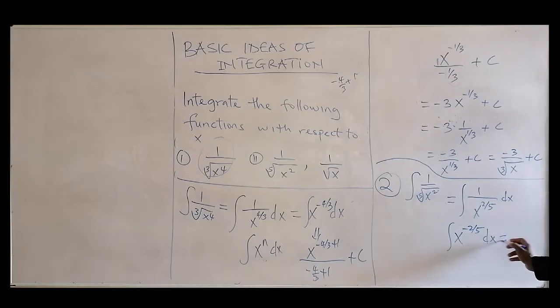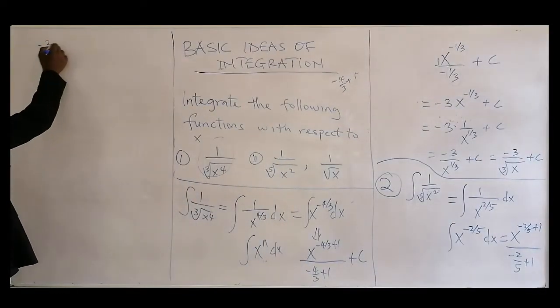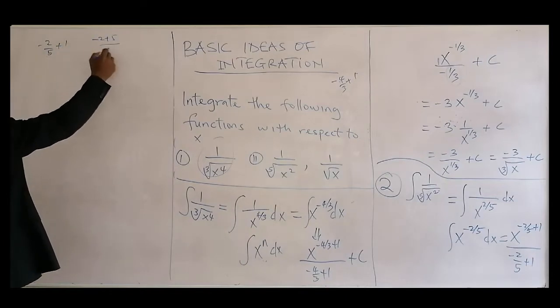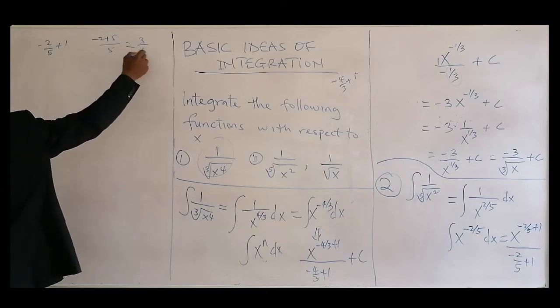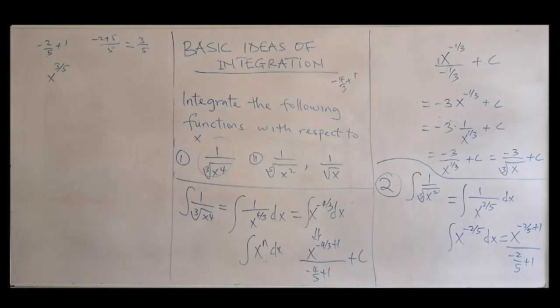And this will be equal to, apply your formula, x to the minus 2 over 5 plus 1, all over minus 2 over 5 plus 1. Then that will give us minus 2 over 5 plus 1, that will be times 5. 5 times 1 is 5. So minus 2 plus 5 over 5, that's 3 over 5. So I'm having x to the 3 over 5, and then the one at the bottom, 3 over 5.